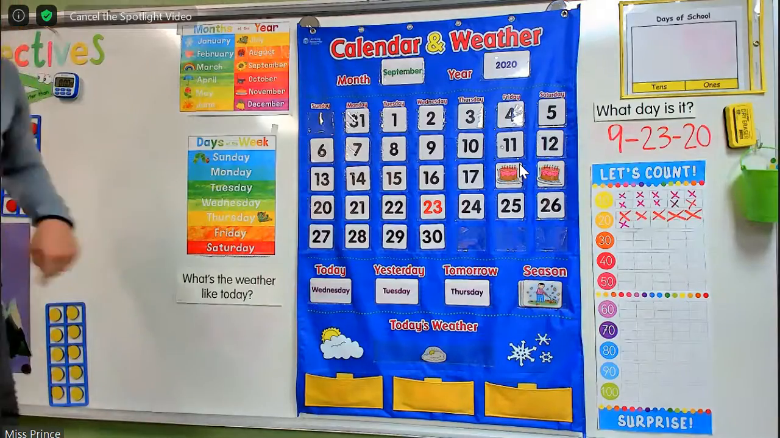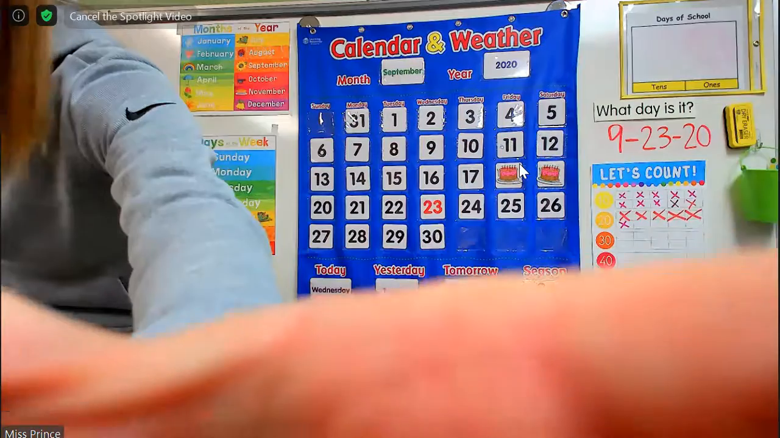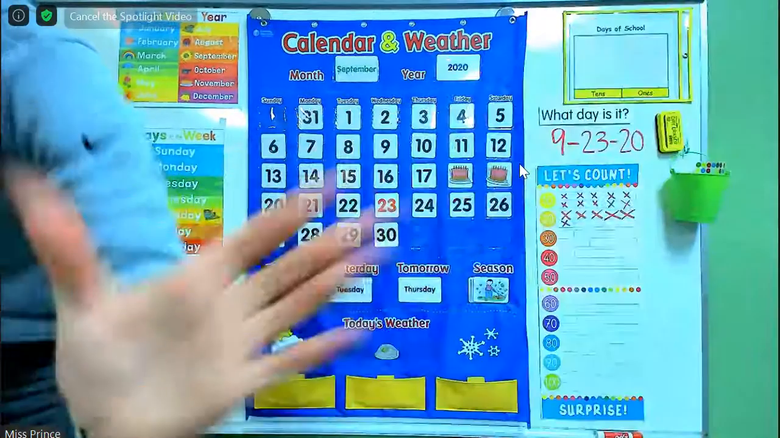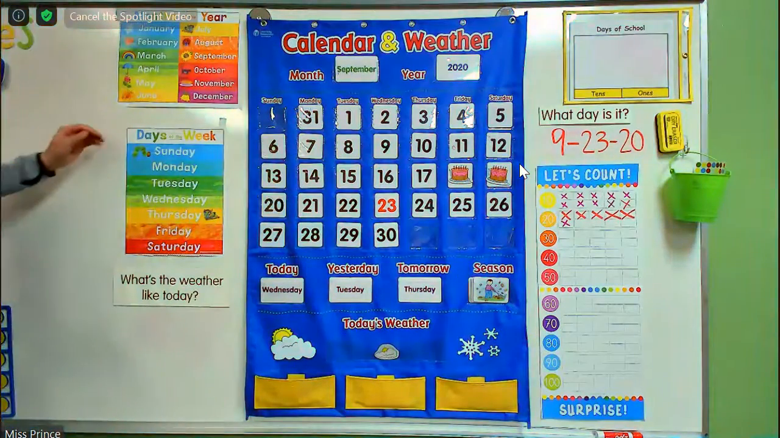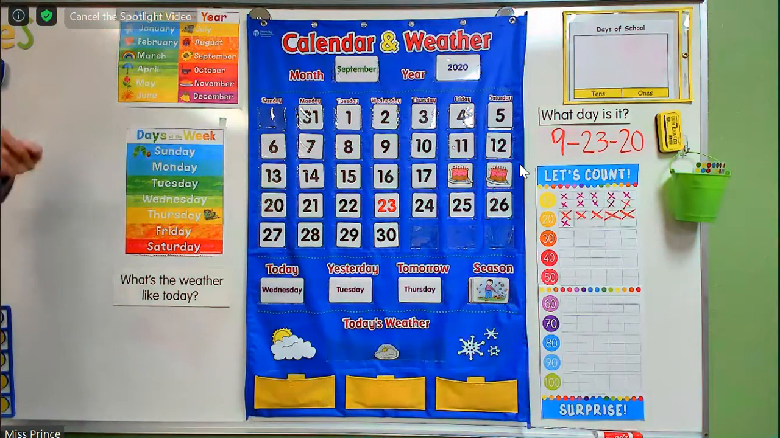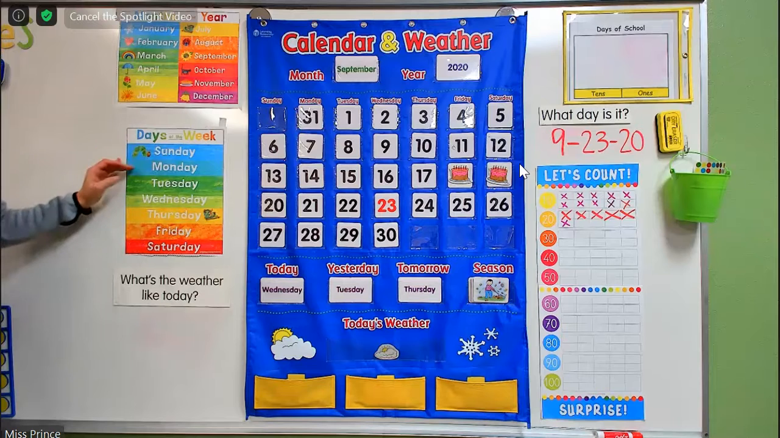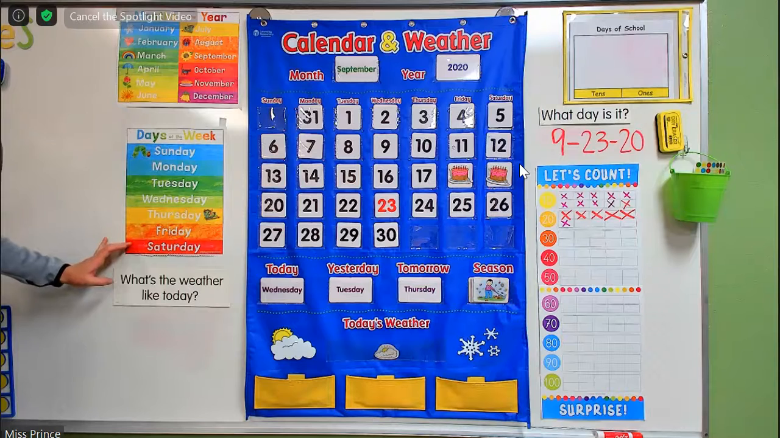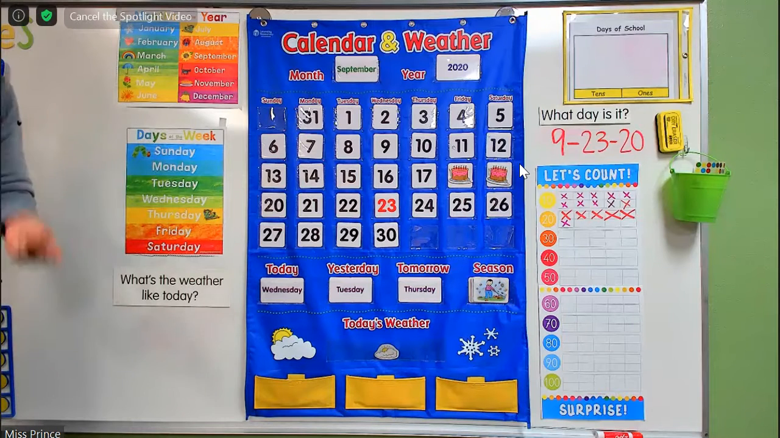So go ahead and get your singing voices ready. All right, here we go. Days of the week. Days of the week. Days of the week. Days of the week. Days of the week. There's Sunday and there's Monday. There's Tuesday and there's Wednesday. There's Thursday and there's Friday. And then there's Saturday. Days of the week.